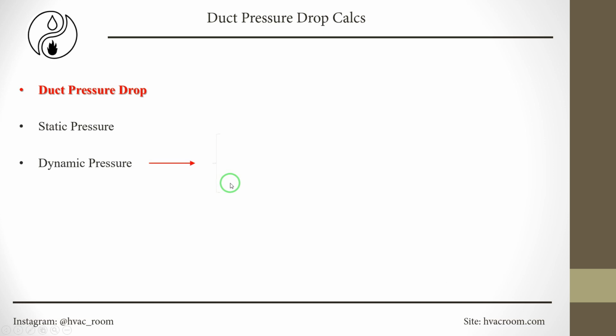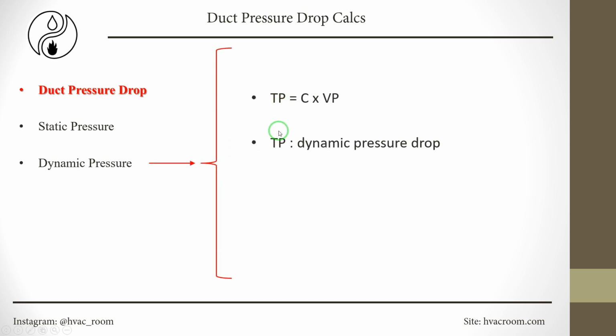So for example, here we have a formula. The TP is going to be the total pressure, or we can call it dynamic pressure also, which is totally different from the static pressure. The C is going to be the dynamic pressure coefficient. How do we get this number? We got to obtain these numbers from some tables. You can find this number from SMACNA tables or from ASHRAE tables. And the last one, the VP, is going to be the velocity pressure of the system.